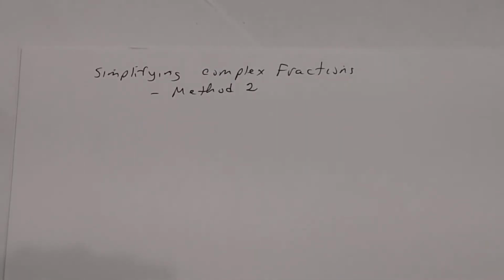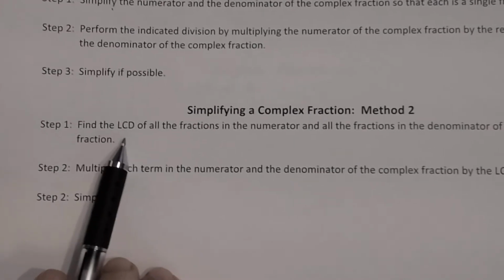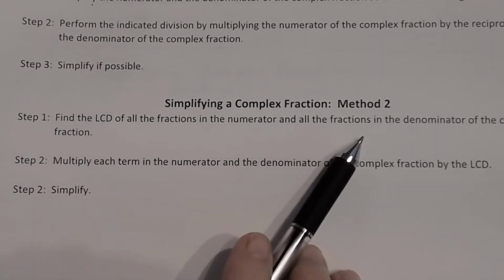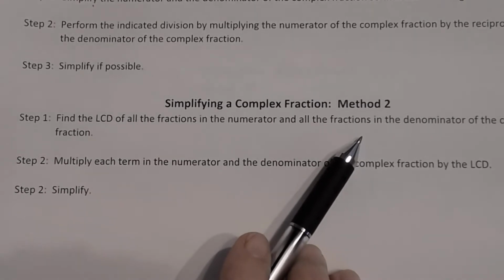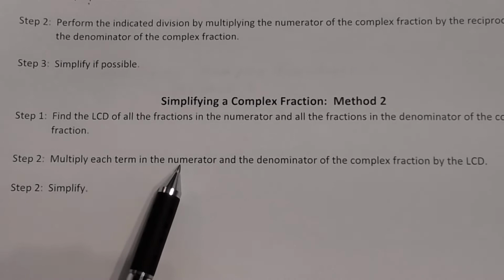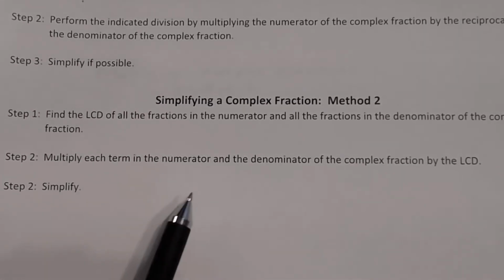Okay, so let's talk about method 2. Method 2 is where you find the least common denominator of all the fractions in the numerator and all the fractions in the denominator. Step 2 is where you multiply each term in the numerator and each term in the denominator by the LCD. And then you simplify.